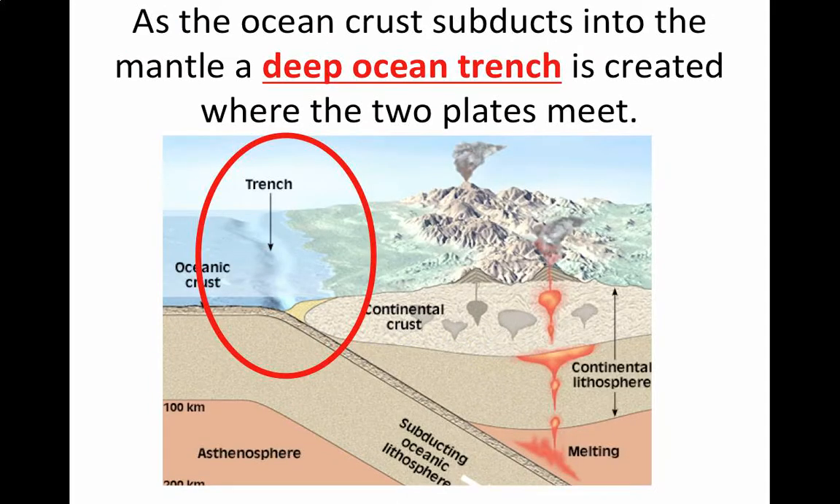We also notice a main feature in this boundary is the deep ocean trench. This trench forms right where those two plates meet. The subduction zone pulls the one plate downward. The continental crust then stays afloat on top of the asthenosphere, causing this little trench to occur in between those two plates.